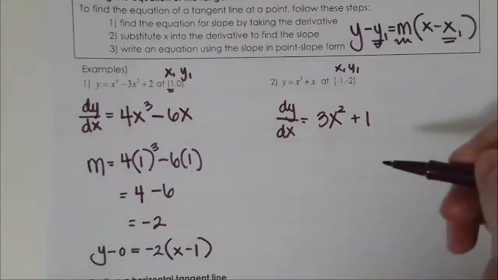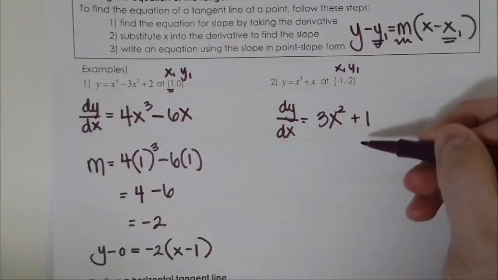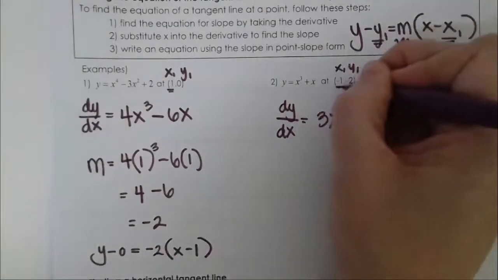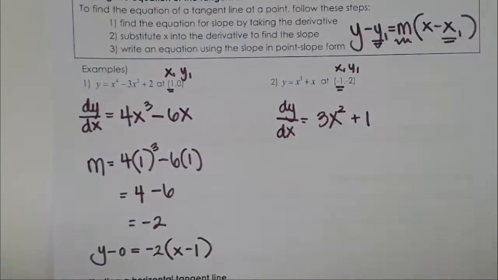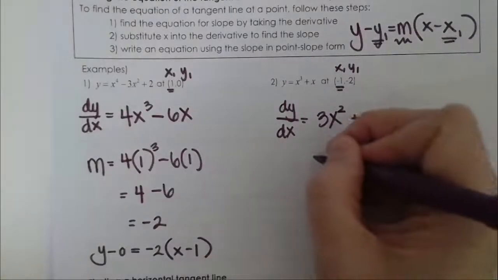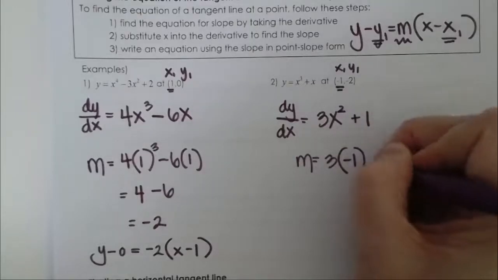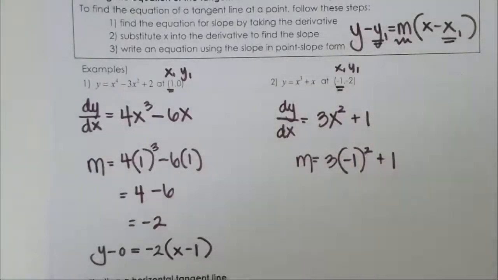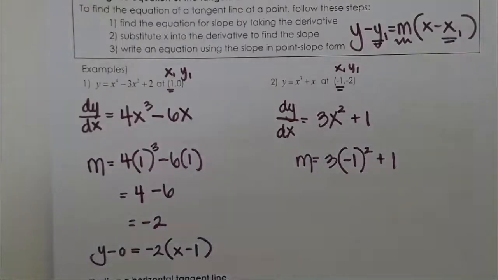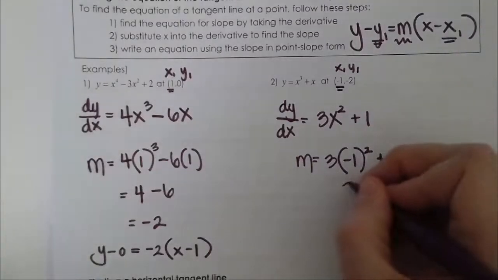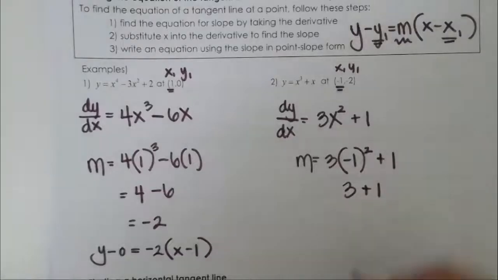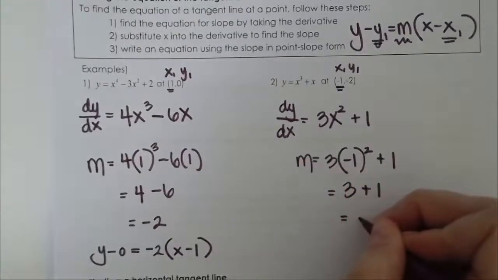Now I have my equation for that slope. I need to take into consideration the point that I want it to pass through. So it's negative 1 for the x that I want. So the slope would be 3 times negative 1 to the power of 2, plus 1. Negative 1 to the power of 2 is positive 1. 3 times 1 is 3. So 3 plus 1 is what I'm left with, which is 4.